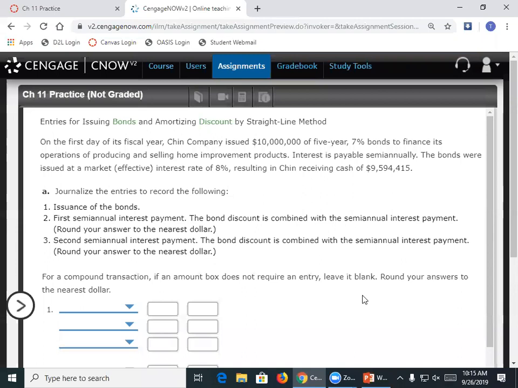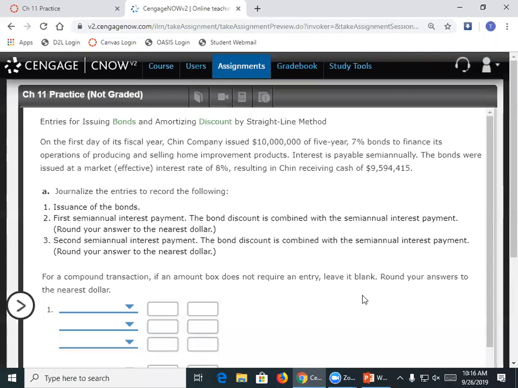Okay. So on the first day of its fiscal year, Chin Company issued $10 million of 5-year 7% bonds to finance operations of producing and selling home improvement products. Interest is payable semi-annually. The bonds were issued at a market interest rate of 8%, resulting in Chin receiving cash of $9,594,415. Well, again, this tells me if I'm receiving less than the face value, that this bond was issued at a discount. Okay. This bond was issued at a discount.